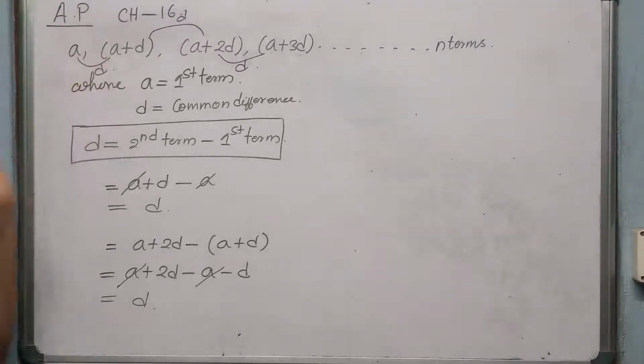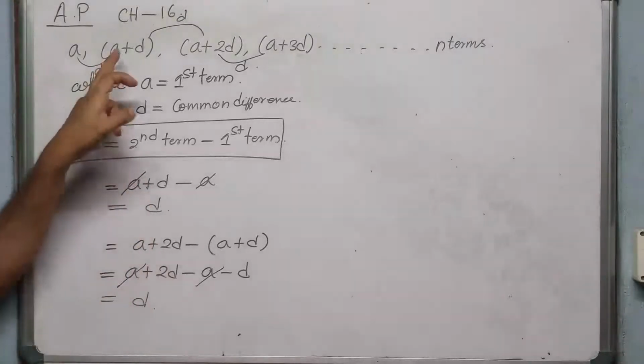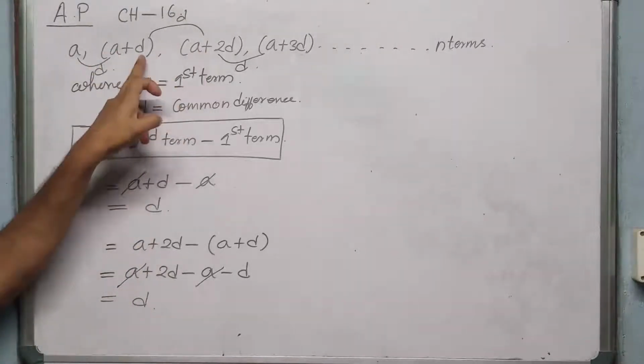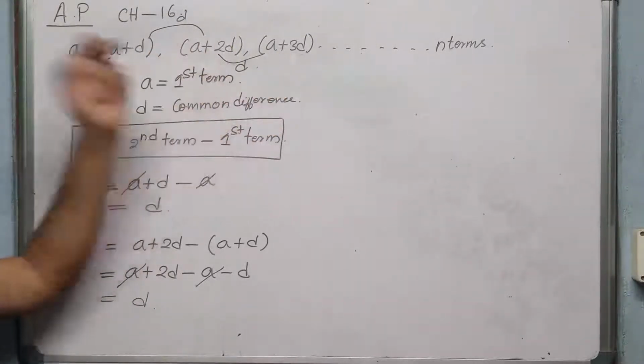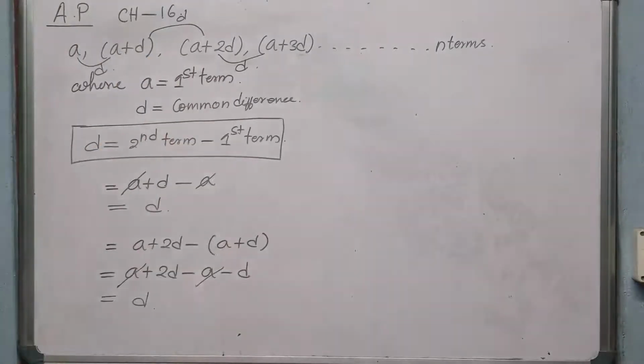From this relation, we can define AP. The difference between these two is D, between these two is also D, and between these two is also D. If the difference of every consecutive term is the same, then the series is said to be an AP.